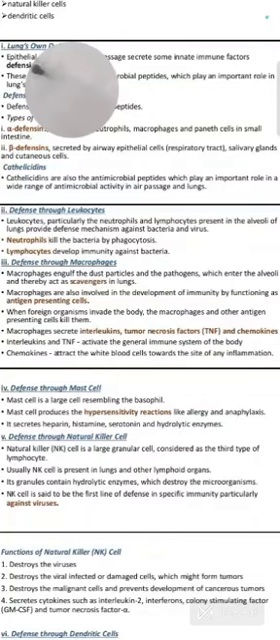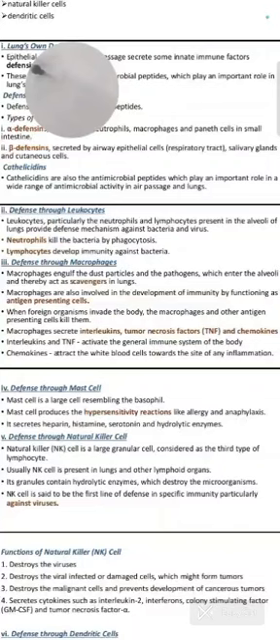Macrophages secrete interleukins, tumor necrosis factor, and chemokines. Interleukins and tumor necrosis factor activate the general immune system of the body. Chemokines attract the white blood cells towards the site of any inflammation. Thereby, it helps in the defense mechanism.